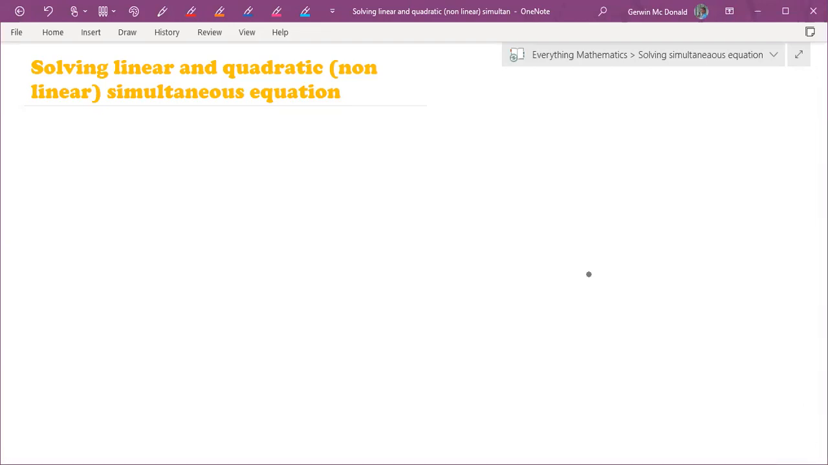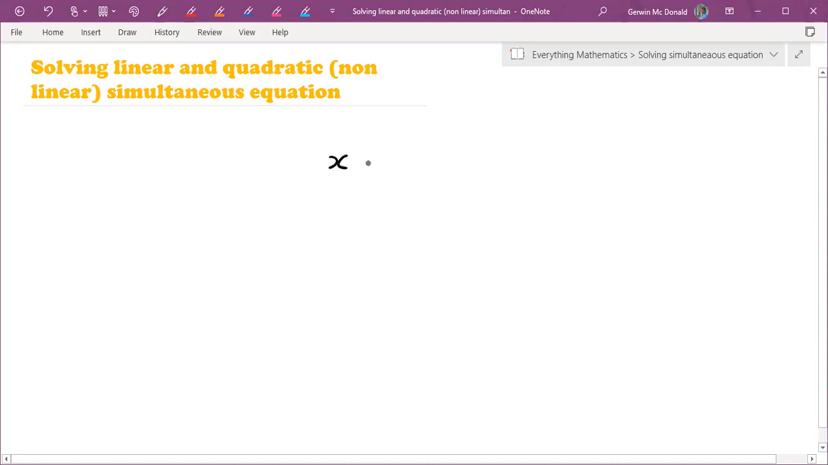Today we're going to continue our series on simultaneous equations, and our focus today will be how to solve a simultaneous equation when one of the equations is a linear equation and the other equation is a quadratic. Or by quadratic, we could see it as a non-linear. So if I might just do a quick illustration, so far, in all the simultaneous equations we have done, the two equations have been linear.